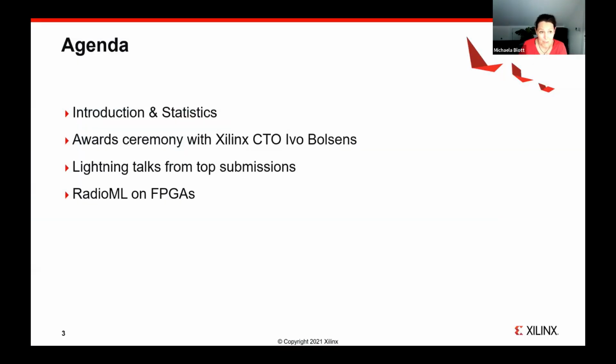So here's the agenda for today. I'll ease us all into the subject with a general introduction and some statistics around the competition. Then we progress rapidly to the much anticipated award ceremony with Ivo Bolsen, the Xilinx CTO. And then we'll get 4 lightning talks from the top submissions that we had.